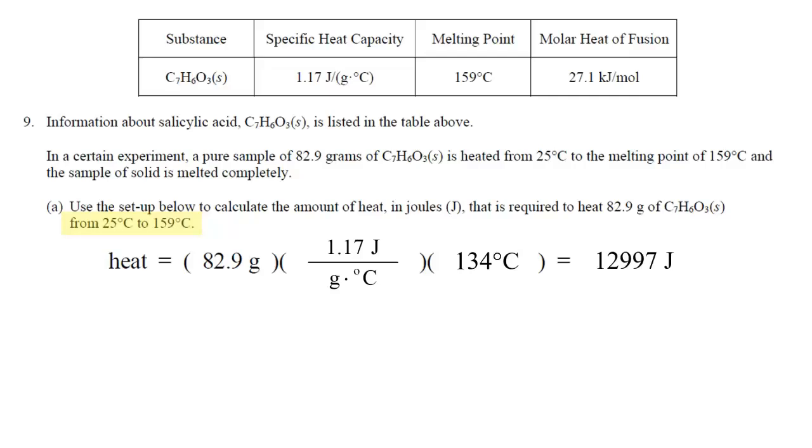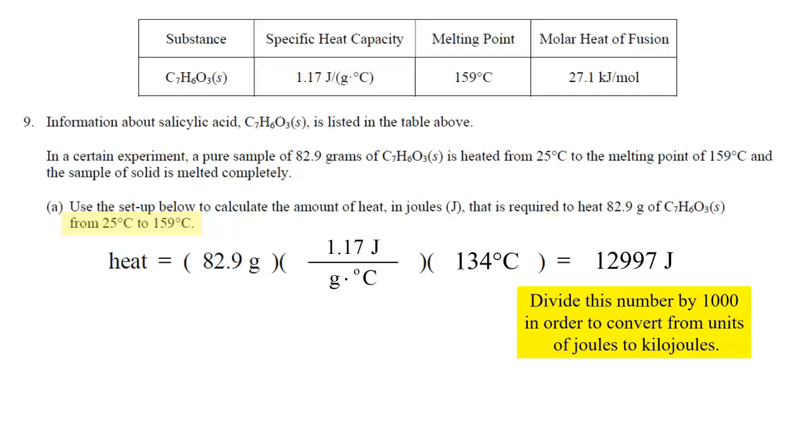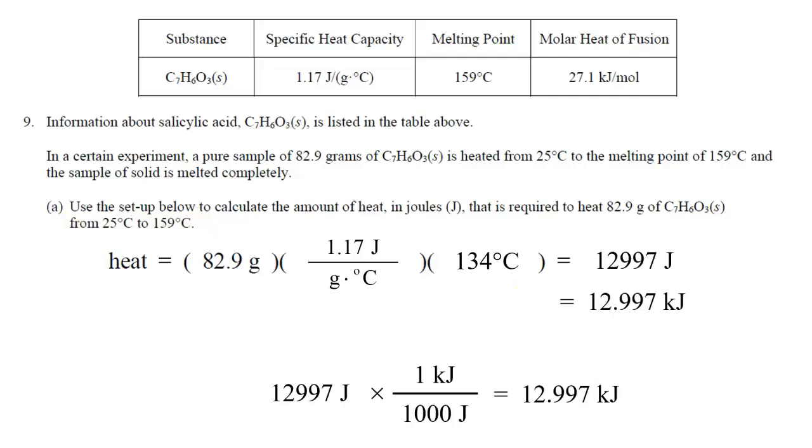This is in joules, but how do we go from joules to kilojoules? Well, the answer is that we divide by 1,000. So if I take this number, 12,997 joules, if I divide by 1,000, then I can convert from units of joules to kilojoules. And the reason why that works is because there are 1,000 joules for every 1 kilojoule. So 12,997 joules divided by 1,000, when I'm ready to convert from joules to kilojoules, that would give me 12.997 with units of kilojoules. Well, that is the answer to part A.